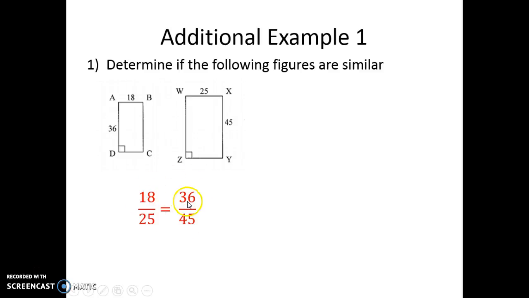And by looking across the top, we would see 18 goes into 36 twice, but 25 does not go into 45 twice. So that leads me to say that they are not similar.